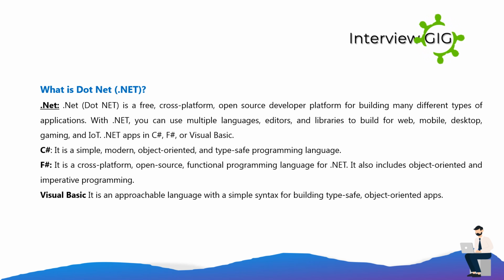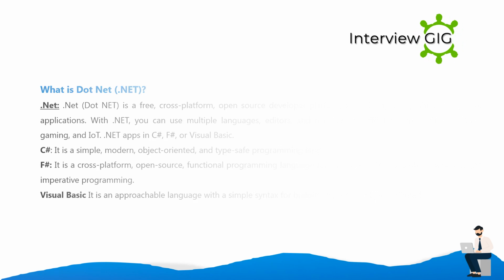C# is a simple, modern, object-oriented, and type-safe programming language. F# is a cross-platform, open-source, functional programming language for .NET. It also includes object-oriented and imperative programming. Visual Basic is an approachable language with a simple syntax for building type-safe, object-oriented apps.